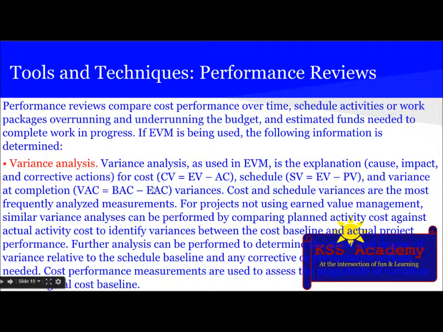Cost and schedule variances are the most frequently analyzed measurement for projects not using earned value management. Similar variance analysis can be performed by comparing planned activity cost against the actual activity cost to identify variances between the cost baseline and actual project performance. Further analysis can be performed to determine the cause and the degree of variance relative to the schedule baseline and any corrective or preventive actions needed. Cost performance measurements are used to assess the magnitude of variations to the original cost baseline.